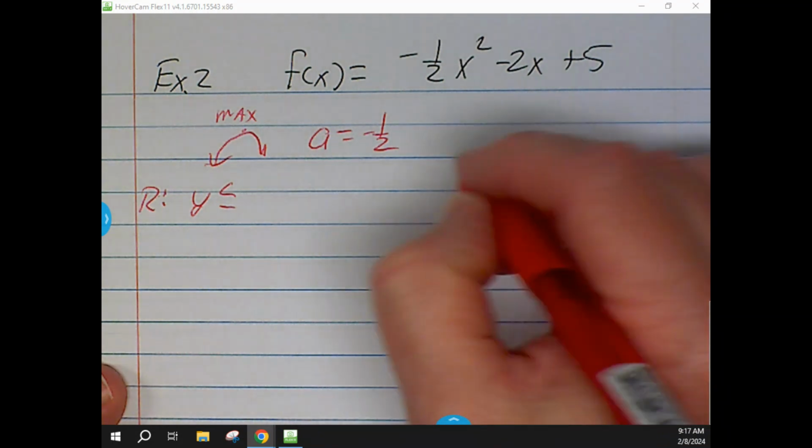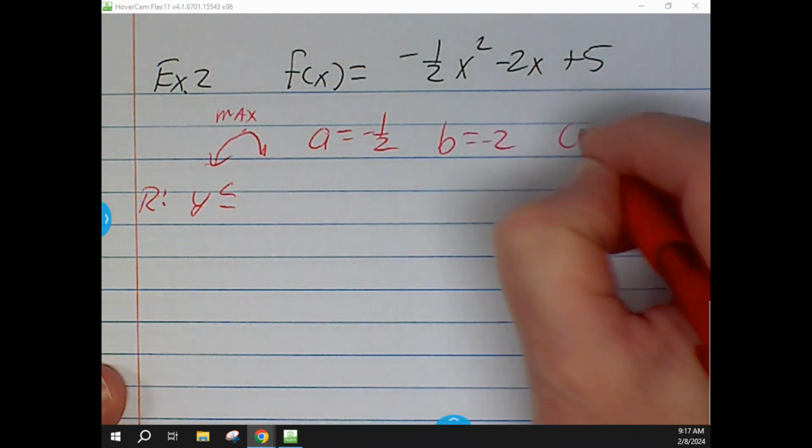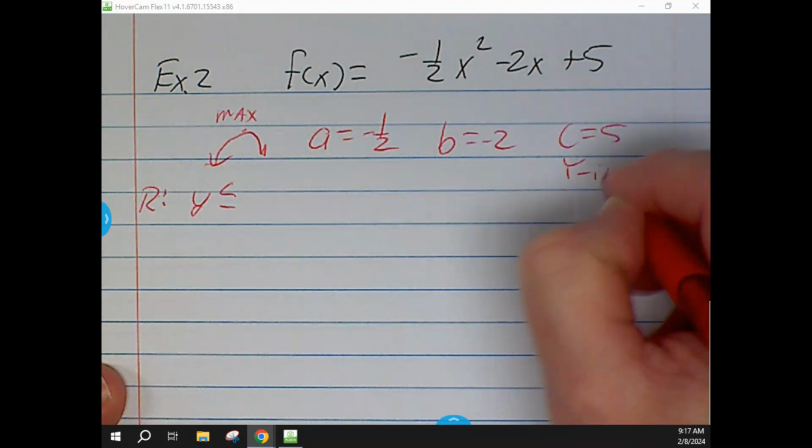The b value is -2. C value is 5, so we know that is the y-intercept.